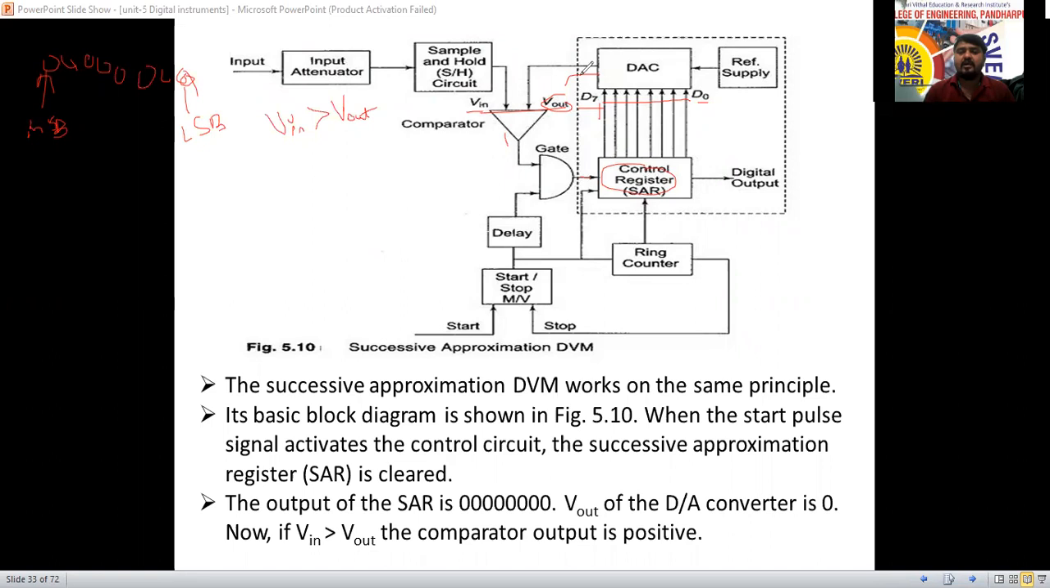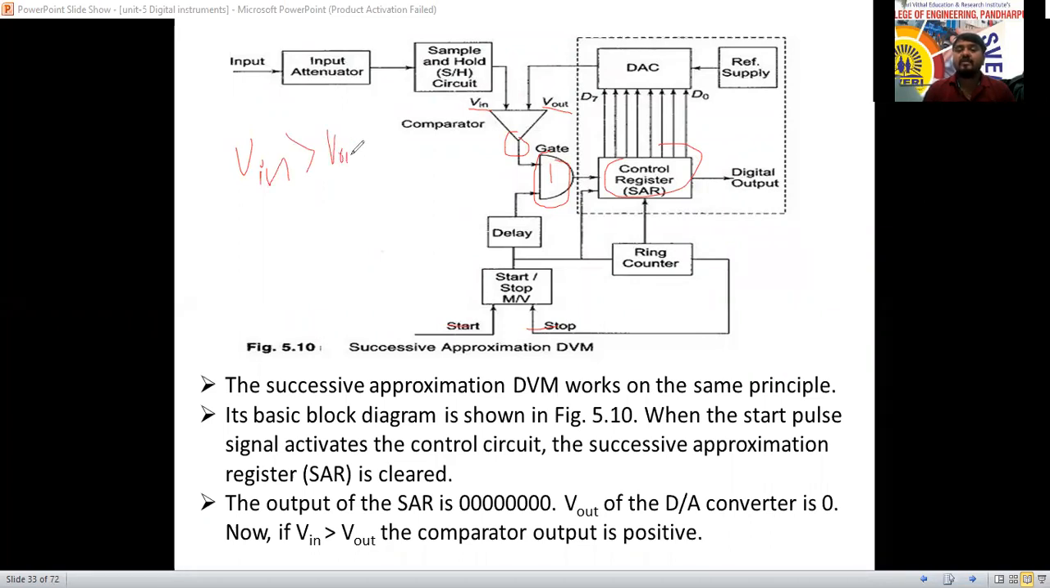At the initial condition, if V input is greater than V output, the comparator gives an output. Based on that, the start and stop pulse is generated, and the control circuit compares again. The same is done here. There are only two conditions: V input is greater than V out.